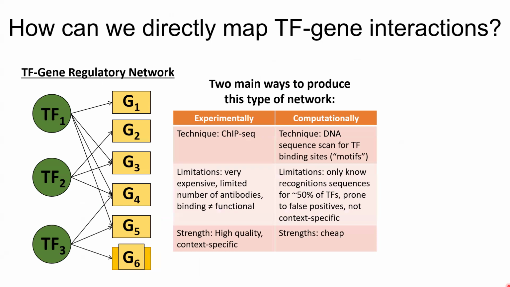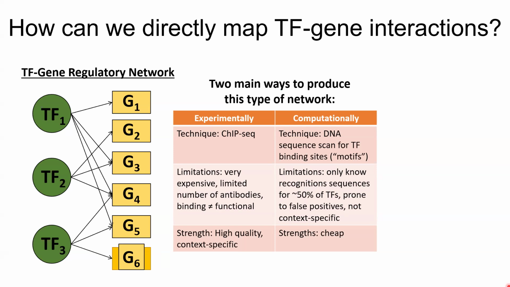So how can we actually map direct transcription factor gene interactions? Is there a better way than using gene expression data? And the answer is yes, there are other ways to do it. So for example, one could choose to do it experimentally using something like ChIP-seq data. This will tell you all the locations of transcription factors bound in the DNA.